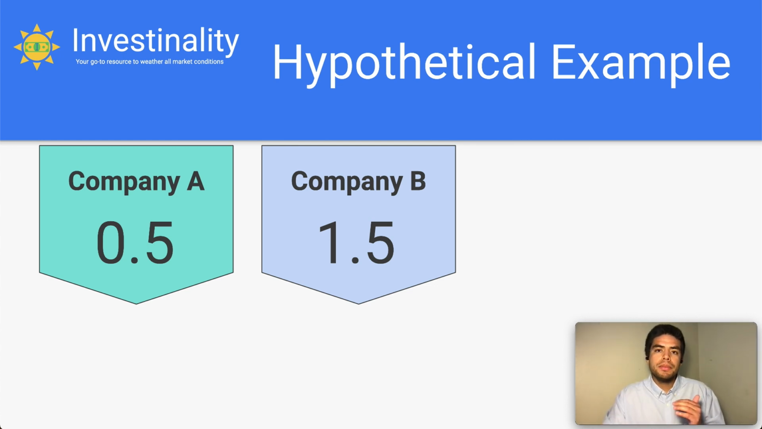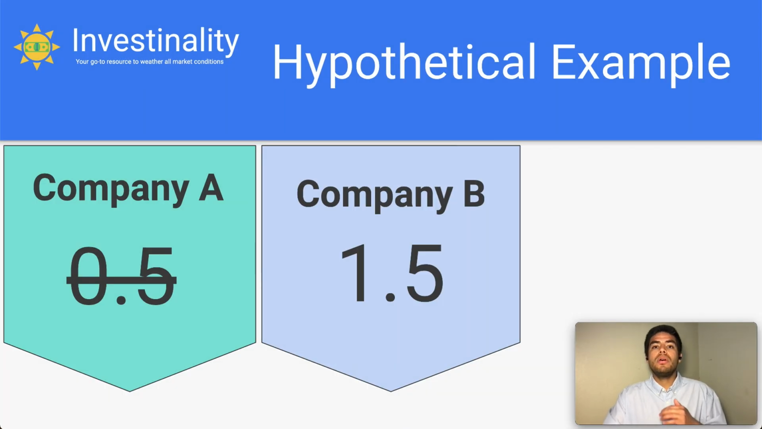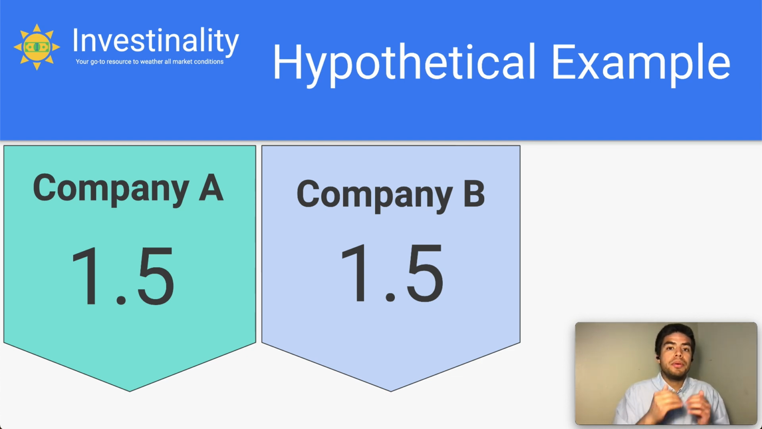So to put this into perspective, we can see that Company B has already priced in the EPS growth as compared to Company A. So holding the growth rate constant, if Company A's price were to increase, it would then be able to also reach 1.5, making Company A a potentially more enticing, profitable investment.